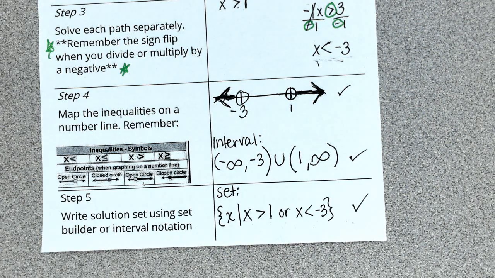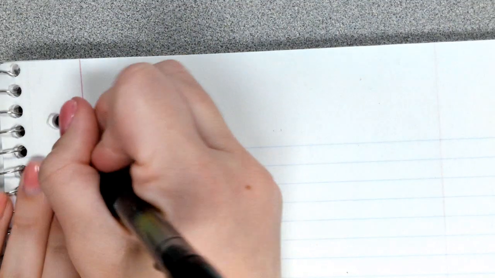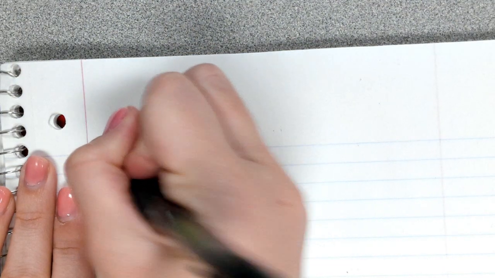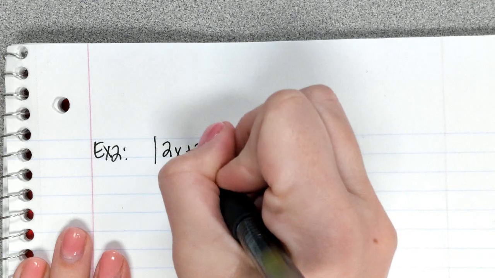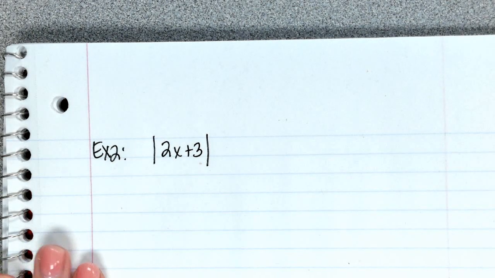All right. Just like yesterday, I want to do a couple more examples, but I'm going to put them in the notebook. Okay? And then I'll just use these steps to help me do it. Okay? When we're done here, I'll write you a pass. All right. So let's try this one, example 2. Absolute value of 2x plus 3 is less than or equal to 5.